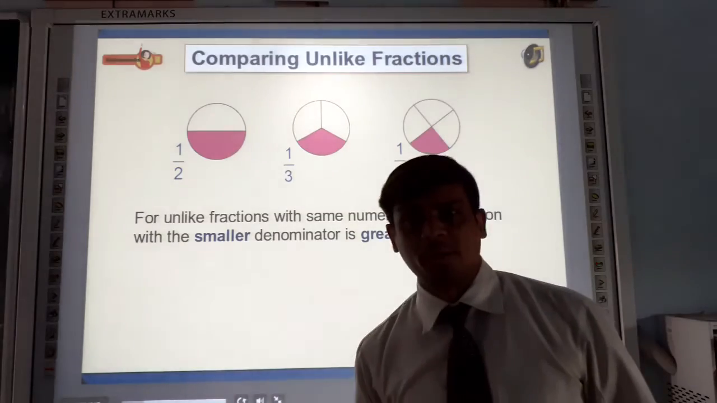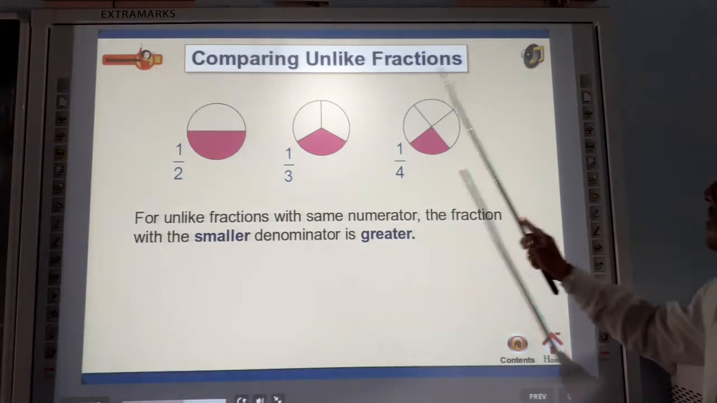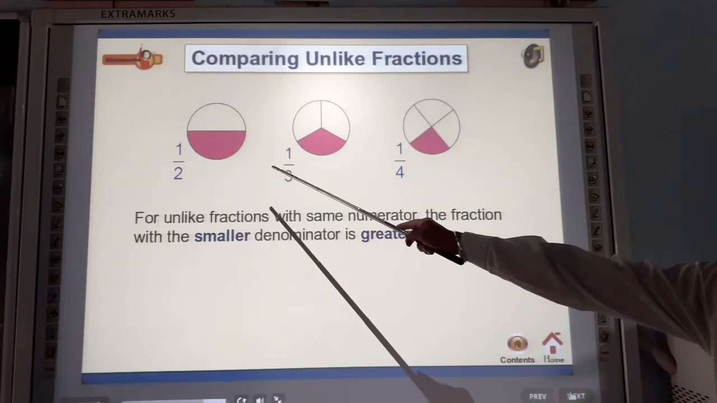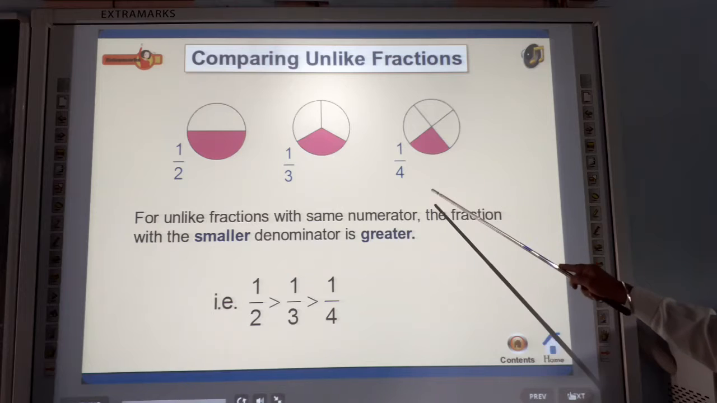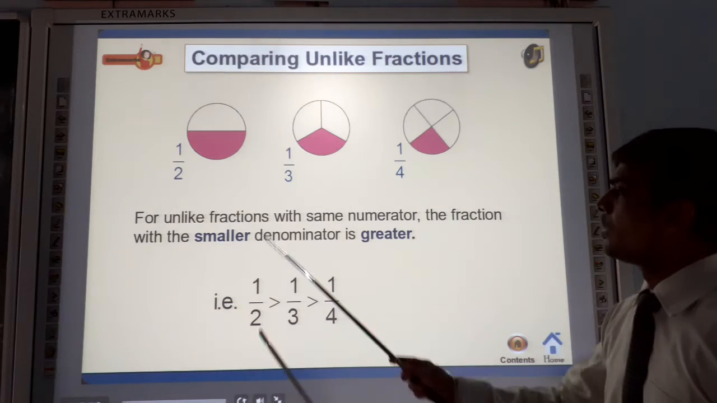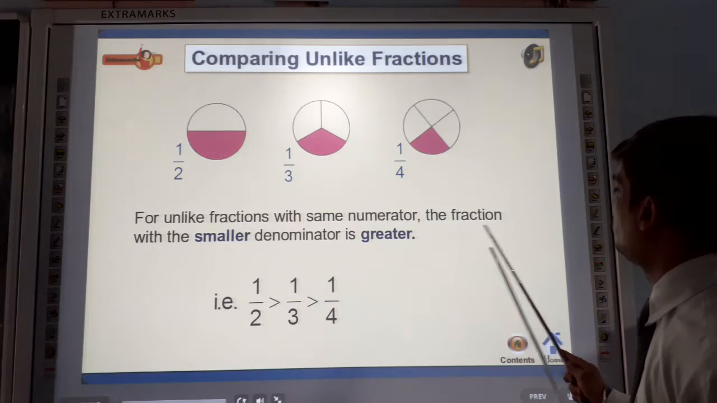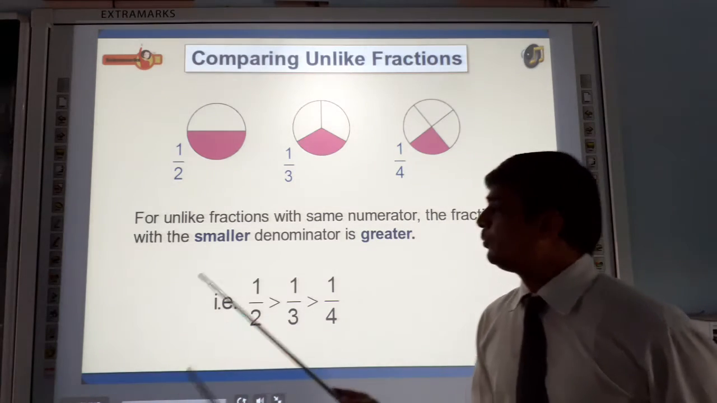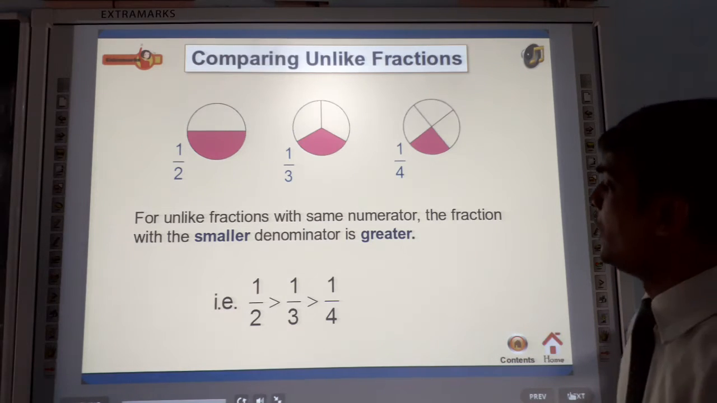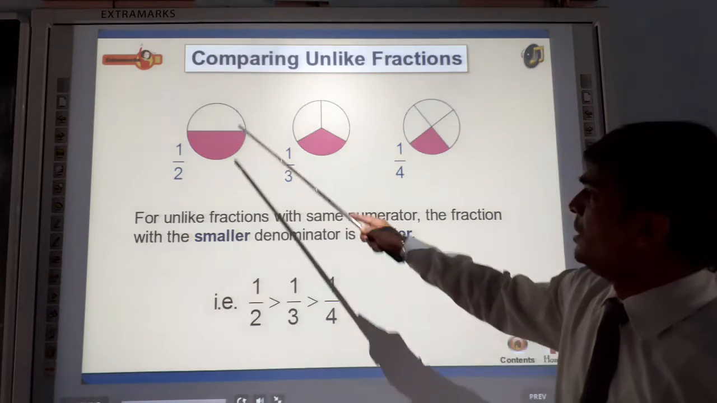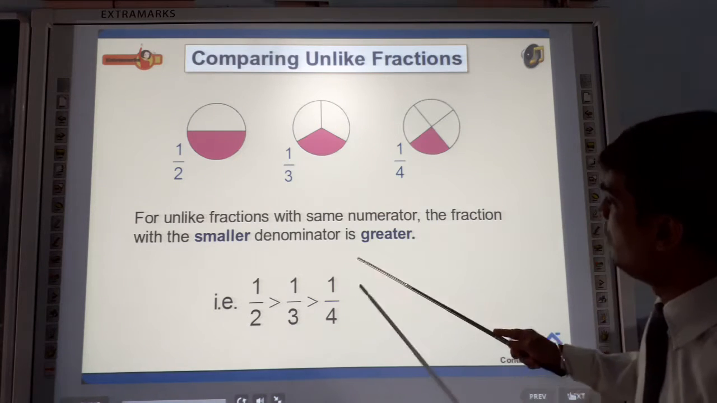Now, next topic, comparing unlike fractions. Show the diagram. Look at this. The fractions are 1 by 2, 1 upon 3 and 1 upon 4. For unlike fractions with the same numerator, the fraction with the smaller denominator is greater. So 1 upon 2 is greater than 1 upon 3, which is greater than 1 upon 4.